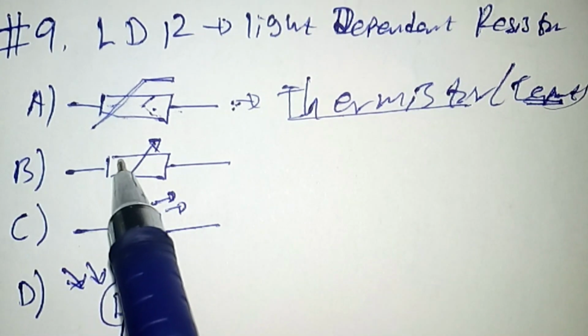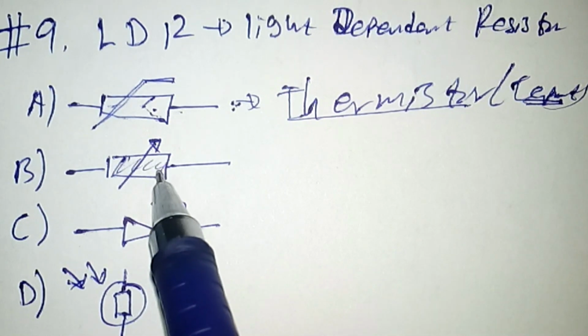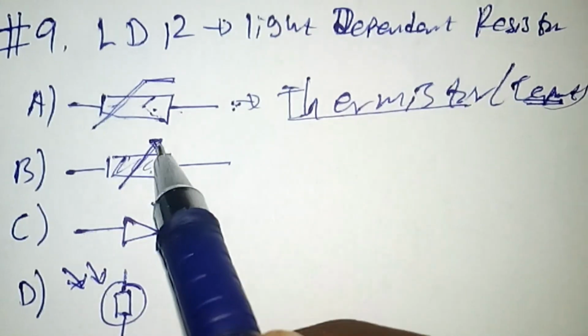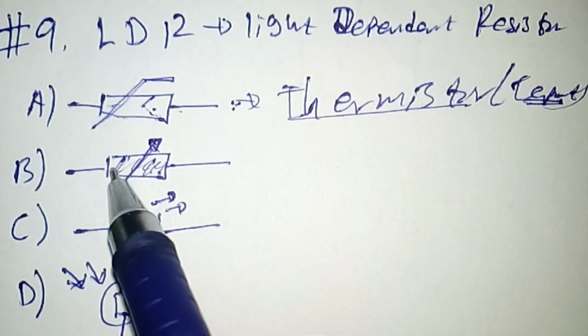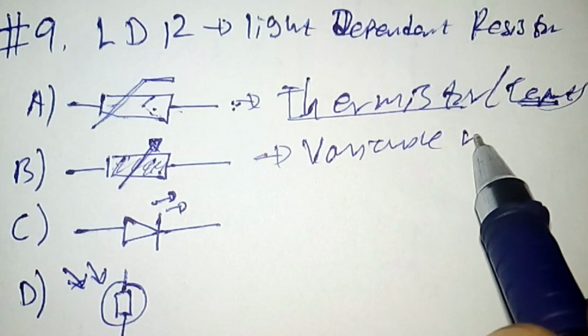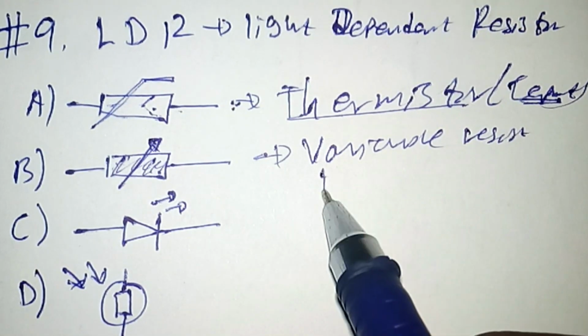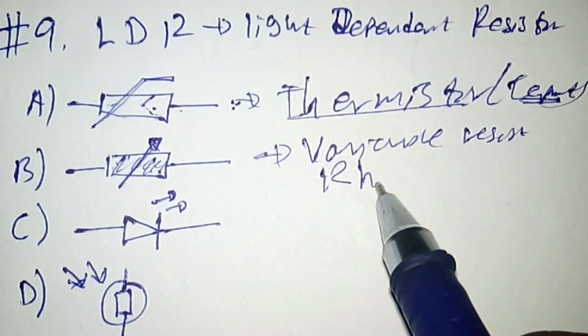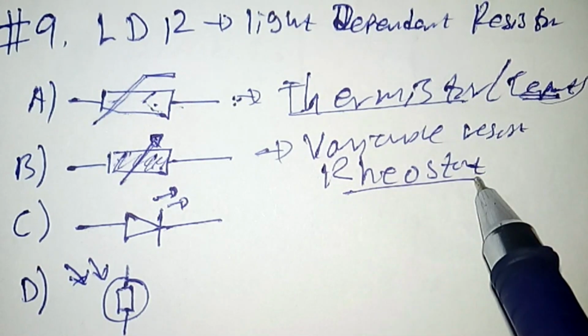On alternative B, we still have a resistor, but with an arrow passing through the resistor symbol. This represents what we call a variable resistor, or in scientific name a rheostat. That means a resistor which can be adjusted.